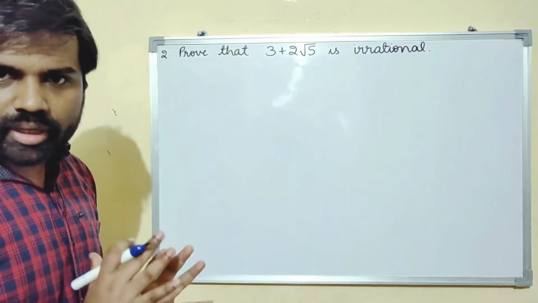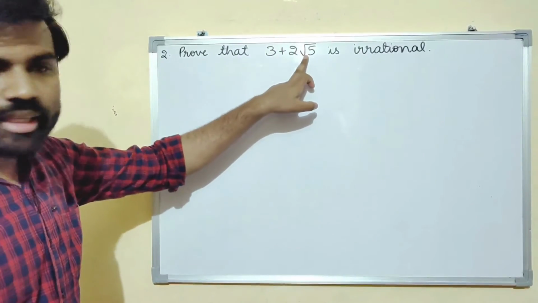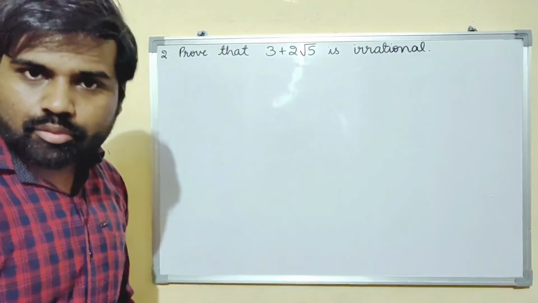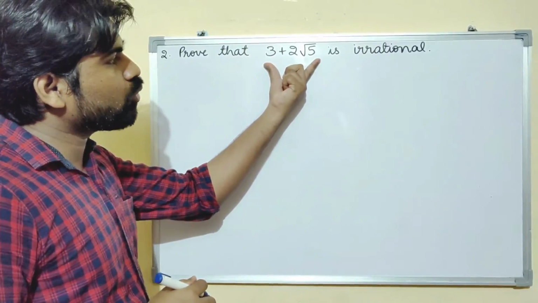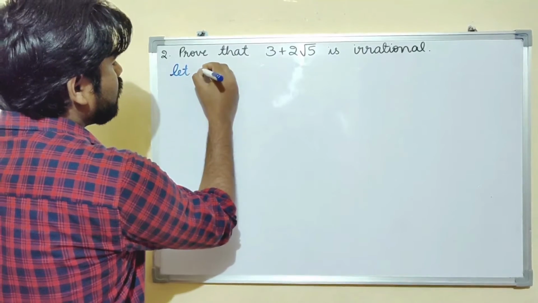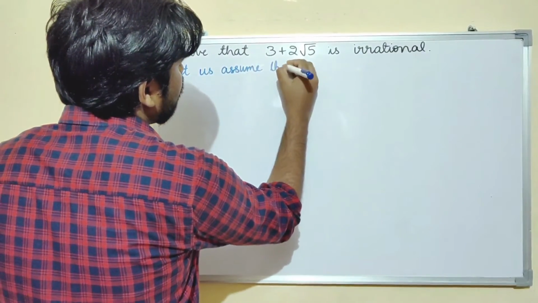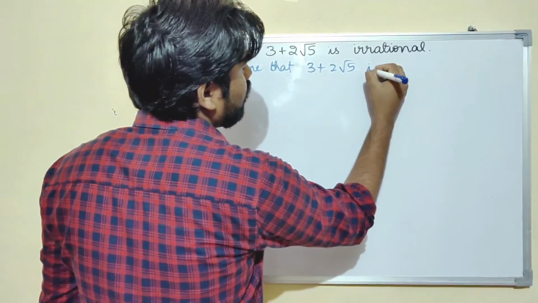Now this is a simpler kind of question. Why? Because it is a mixture of rational number and irrational number. That means it's a mixed form. Now what we will do in this type of question, we'll assume the same. We'll assume that 3 plus 2 root 5 is rational.